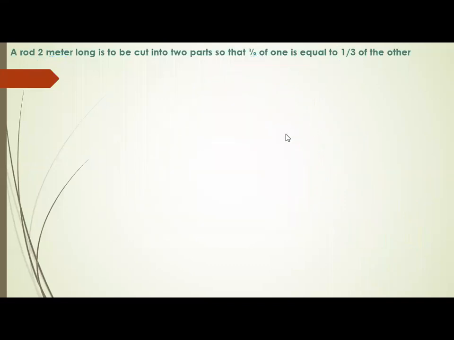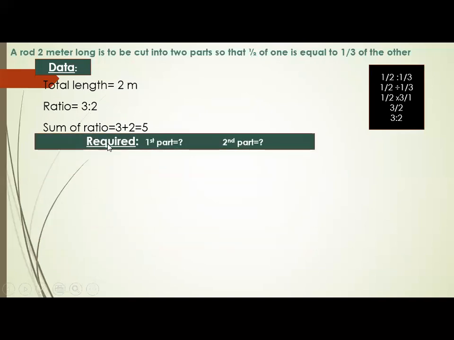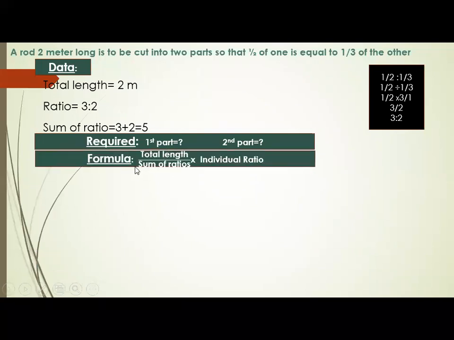So here in the data, we get total length is equal to 2 meters. Here we can do the simplification in the rough column. Here we get 3 ratio 2. So the ratios are 3 ratio 2, and the sum of ratio can be found by adding these two individual ratios. So we have to find out the first part and the second part in this question. The formula is total length over sum of ratio into individual ratio.